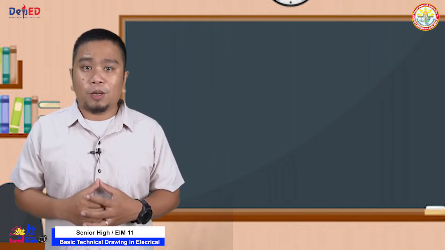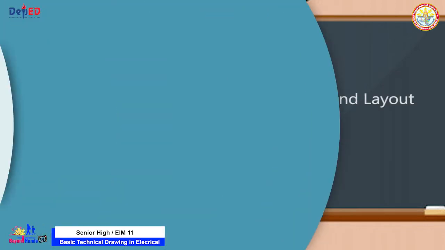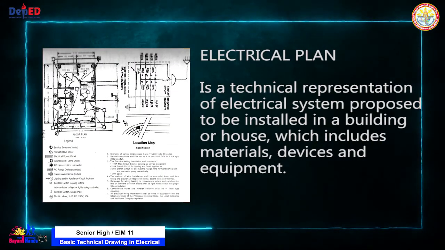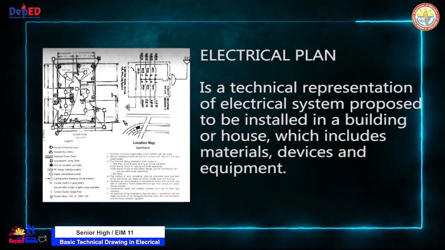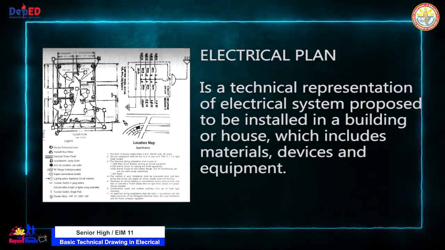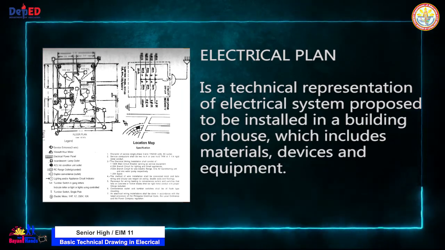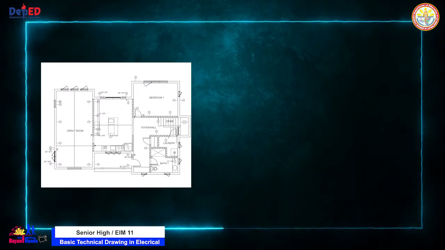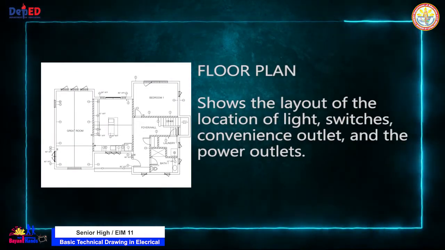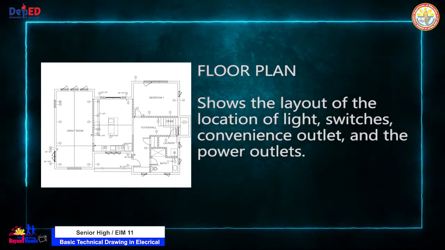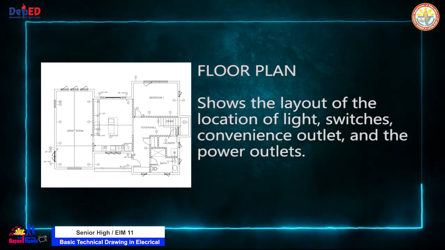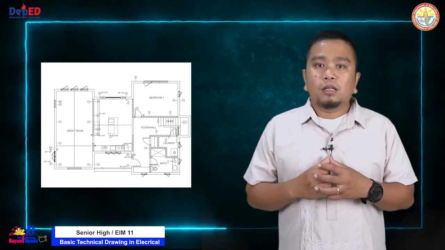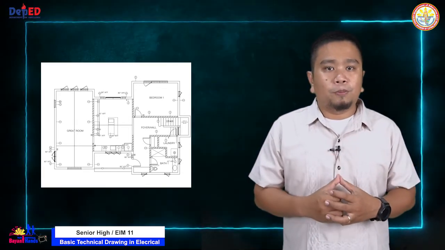Now, let us proceed to the parts of electrical plan and layout. Electrical plan is a technical presentation of the electrical system proposed to be installed in a building or house, which includes materials, devices, and equipment. Floor plan. Floor plan shows the layout of the location of light, switches, convenience outlet, and the power outlets. The following details can be seen in the floor plan.